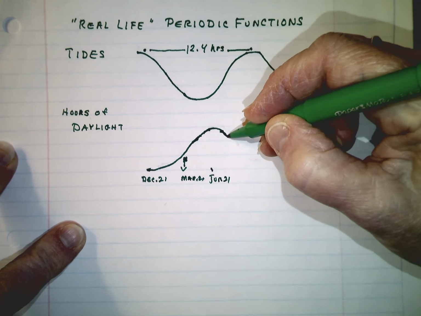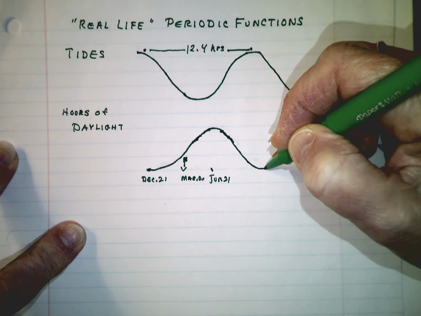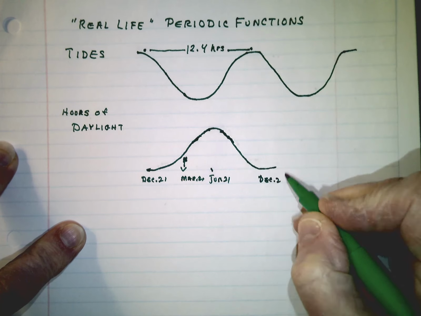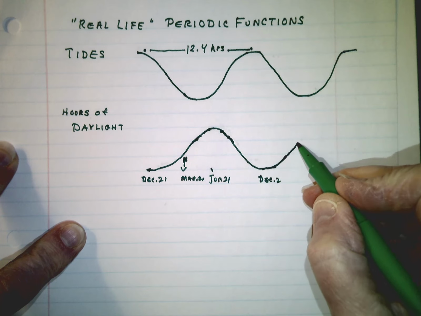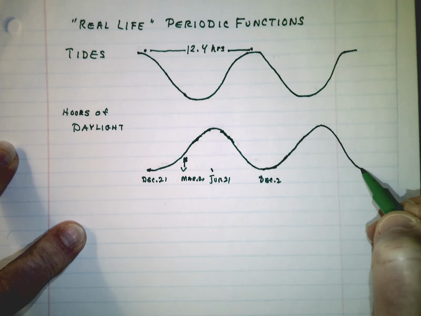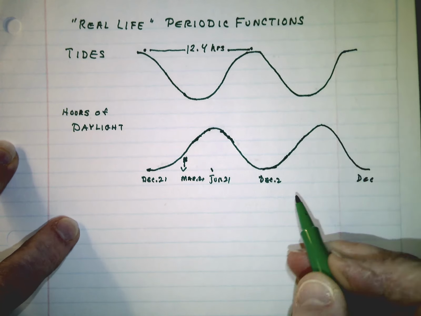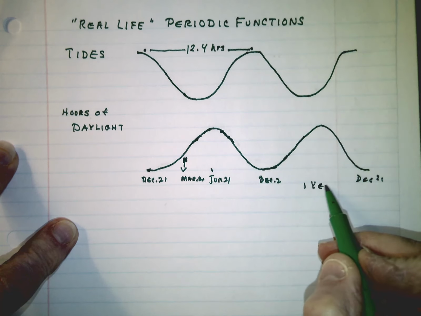And then we start losing minutes right away. September, another equinox. December, greatest darkness. And then back again, springtime, summer, back again to December, over and over and over again. And the period for this, of course, is 1 year.